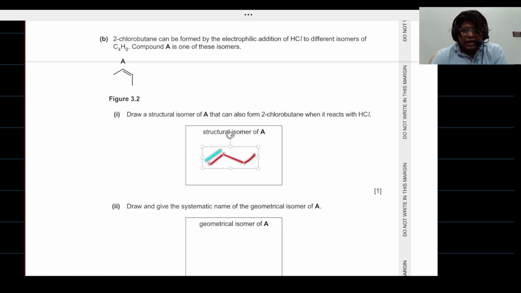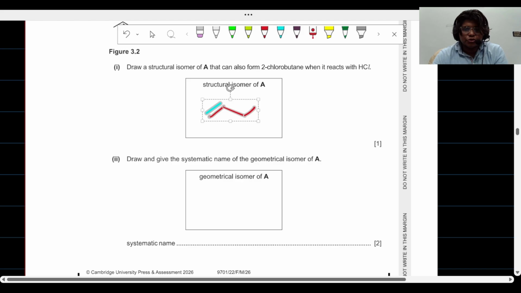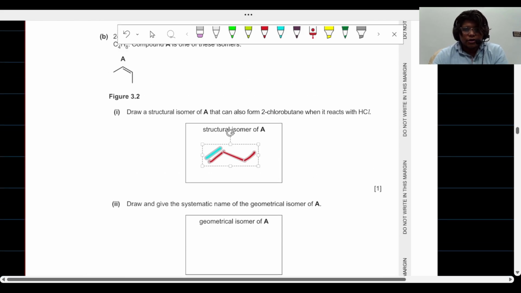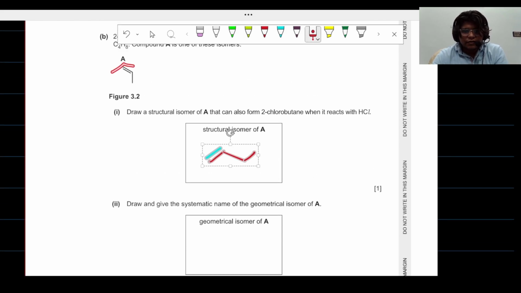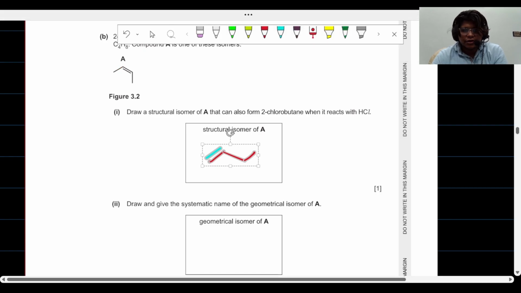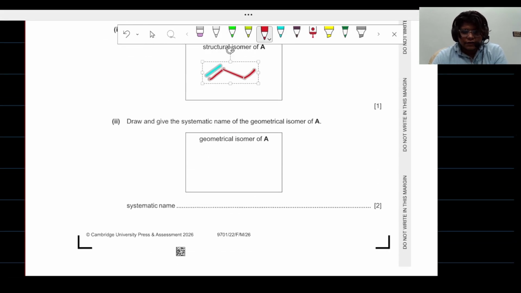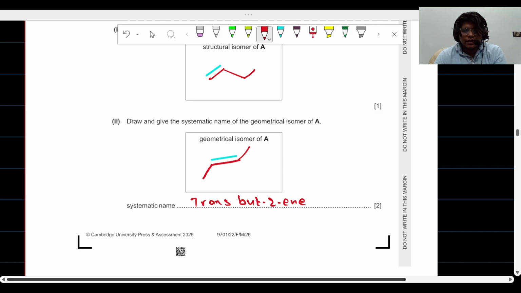Then it says draw and give the systematic name of the geometrical isomer of A. So A is basically the cis one, right? So we need to make the trans for it. So trans would be like this. This would be the trans. You can show the double bond here, and the systematic name would be trans-butene. So this is the geometrical isomer of your A, right?